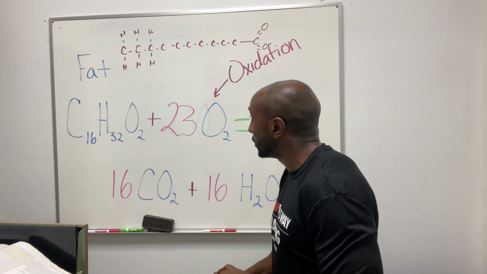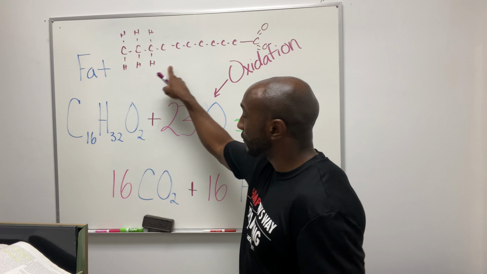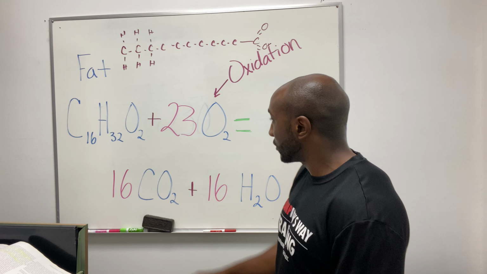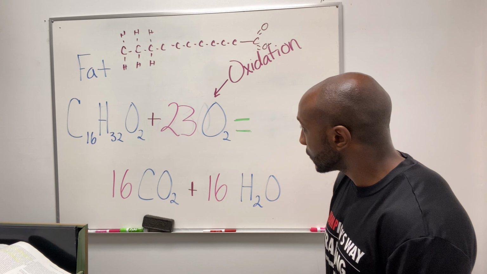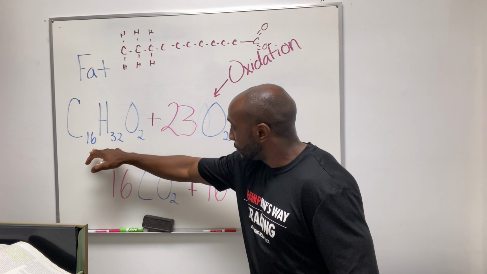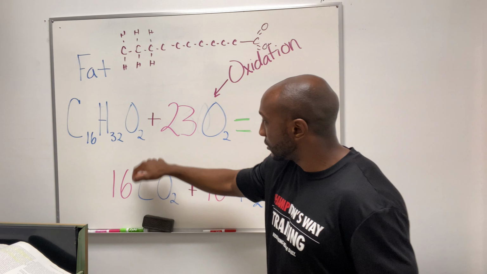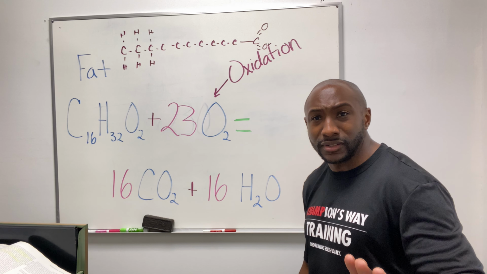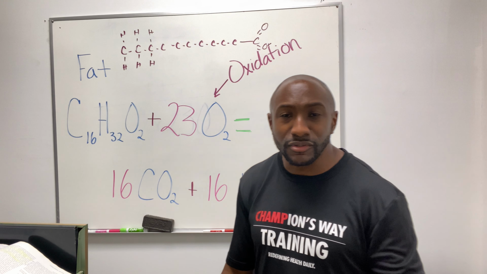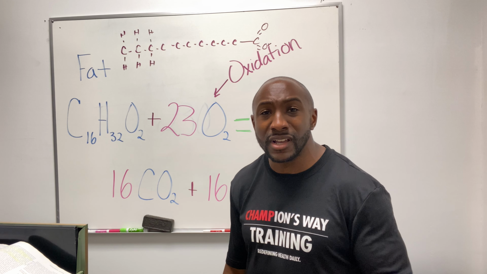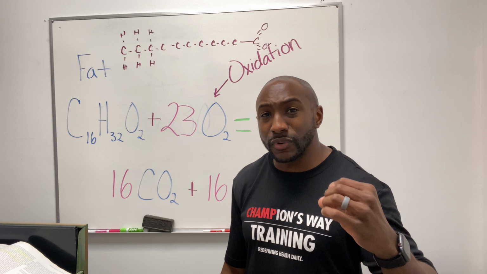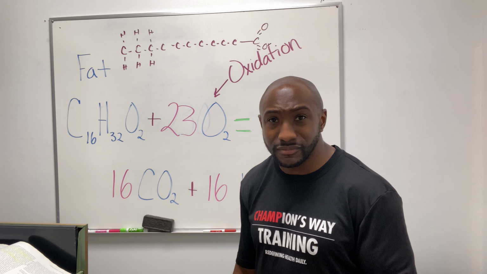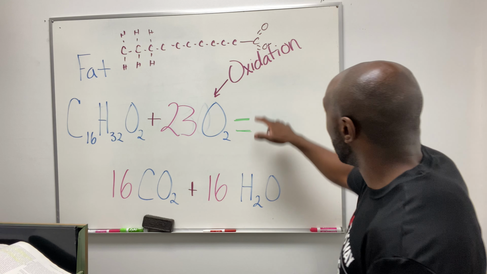So anyway, going back to this analogy now. We want to use this fat for energy. So how does that happen? Let's go back to this illustration. You have your fat molecule, 16 carbons, 32 hydrogens, oxygen. What happens is oxidation has to happen. What does that mean, Coach? Oxidation just simply means oxygen is required for the breakdown of fat. We call that process oxidation.